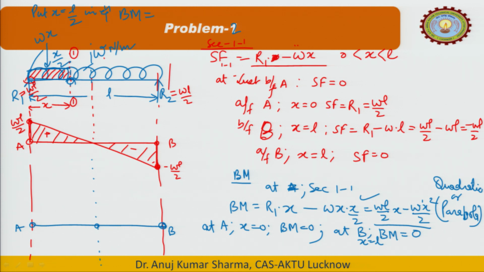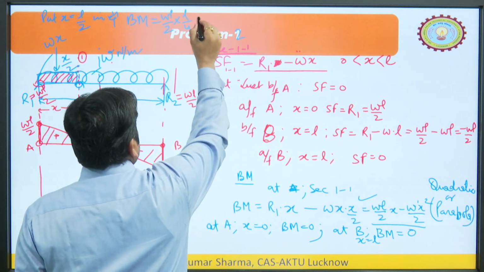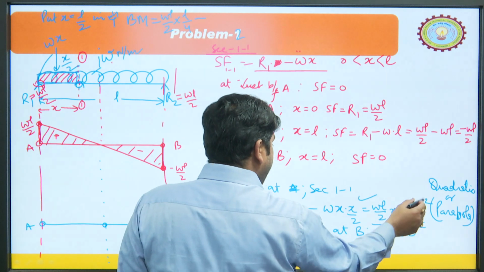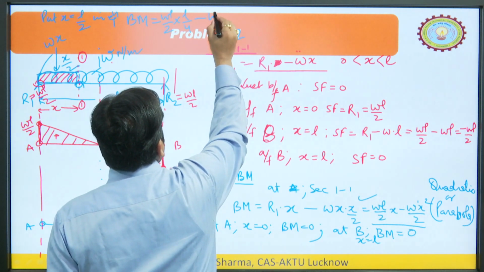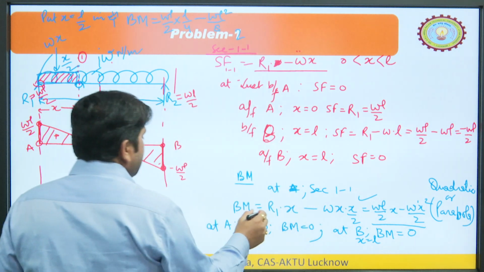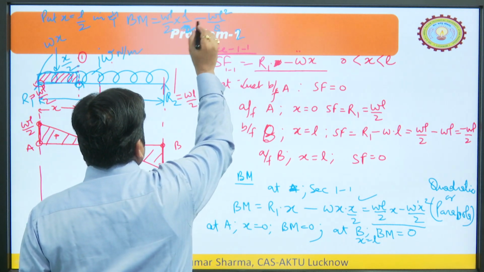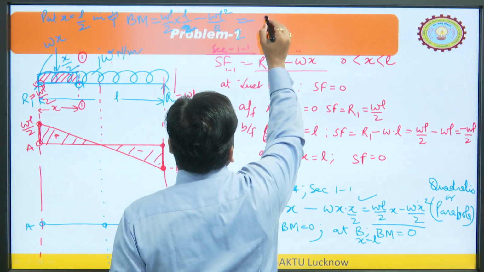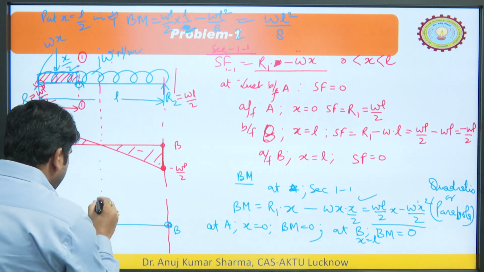So, we will get the bending moment equation equal to W L by 2 into x, which is L by 2, minus W into x square by 2, x is L by 2, so L square by 4 into 2, which gives L square by 8. So, it would be equal to W L square by 8. It is a positive value, whatever the value is. So, it means the third point would be here.